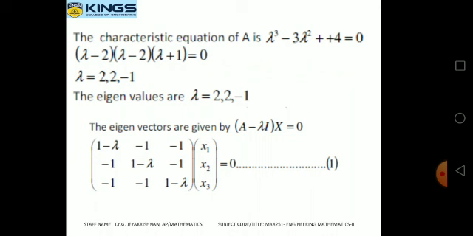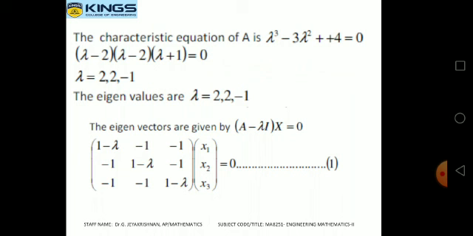And the next step, we have to find the eigenvalues. Solve the characteristic equation. The roots of the characteristic equation are also known as the eigenvalues. Therefore, the roots of lambda cube minus 3 lambda square plus 4 equal to 0, we can use the calculator or synthetic division method. We get the eigenvalues: lambda is equal to 2, 2, minus 1. Therefore, 2, 2, minus 1 are the eigenvalues. These are repeated eigenvalues, and the given matrix is a symmetric matrix.